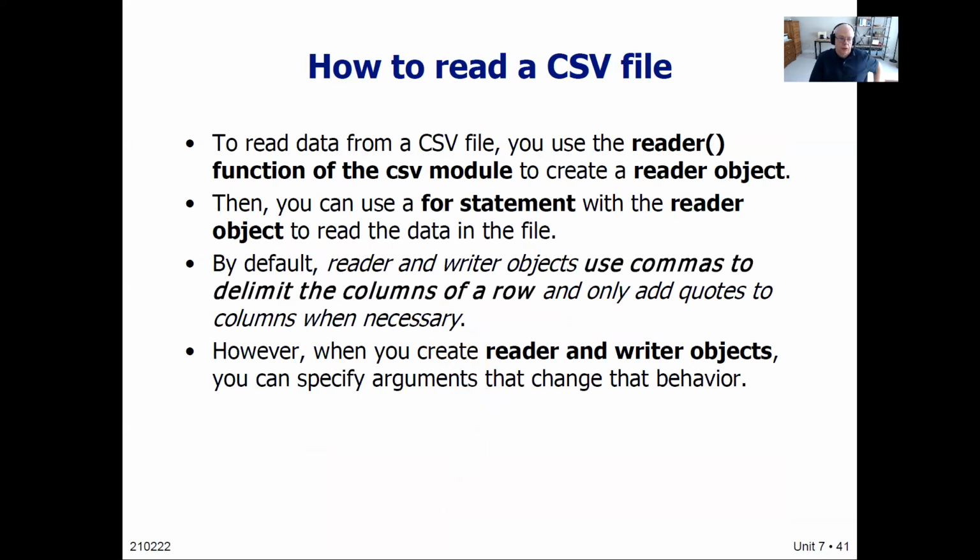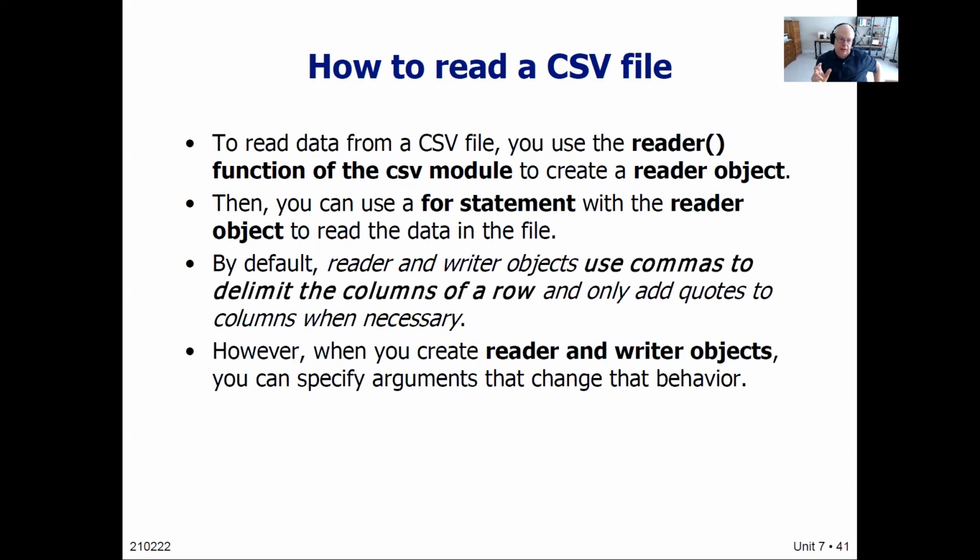So to read data from a CSV file is kind of the opposite of what we just saw. We're going to create a reader object. We're going to use the reader function out of the CSV module and create a reader object. We're going to use a for statement with the reader object to read the data. And by default, the reader and the writer objects use commas to delimit the columns of a row and only add quotes to columns when necessary. That is the universal default behavior for CSV files, okay?